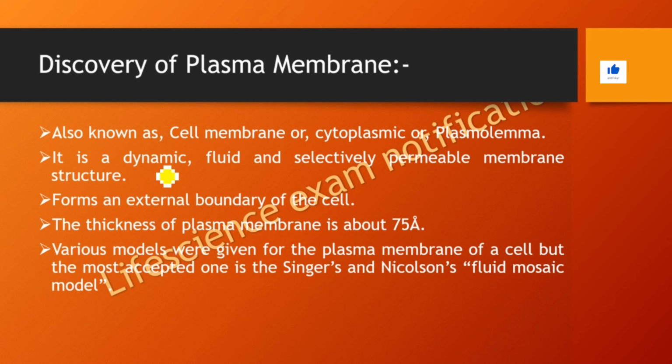It also forms an external boundary of the cell. It is about 75 angstrom in thickness. So plasma membrane is actually about 75 angstrom in thickness only. Next, to explain the structure of plasma membrane, various models were given, which we will be discussing in the lecture one by one. But out of these models, Singer and Nicolson's fluid mosaic model was the most widely accepted model.